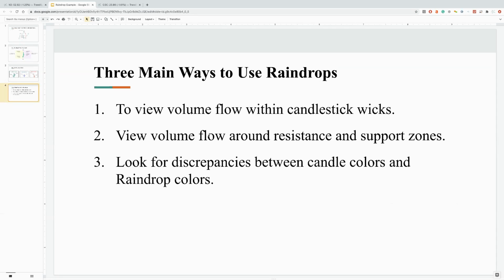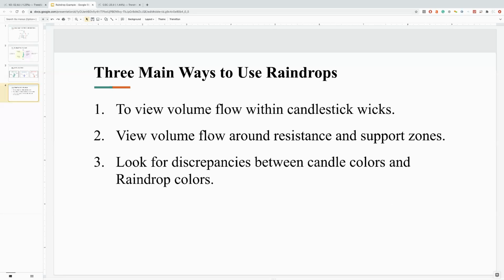Second one is view the volume flow around resistance and support areas. So if you're looking at a potential breakout area, you want to look at the raindrop to see, is there actually conviction by buyers? Meaning, is there a lot of volume at the top of the range? And I'll go over a couple of case studies on that.